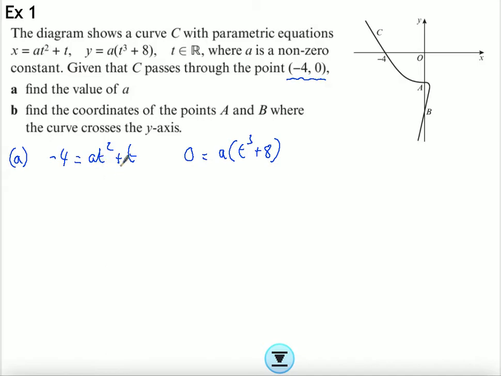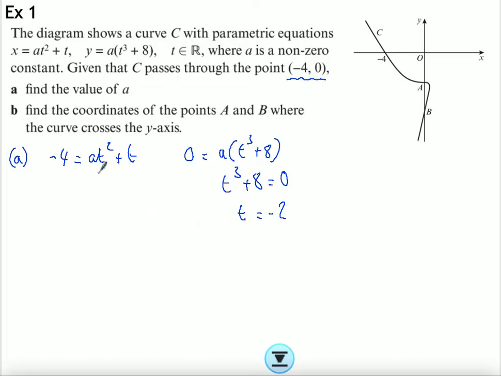However, what we could do at this point is work out the value of t. Not through this equation here, but through this equation here. See, it's in factorised form already, and we can make it equal to 0. So a could be equal to 0 here, right? Wrong. a is non-zero, so don't fall into that trap. However, t cubed add 8 could equal 0, and that's suggesting that t must be -2.